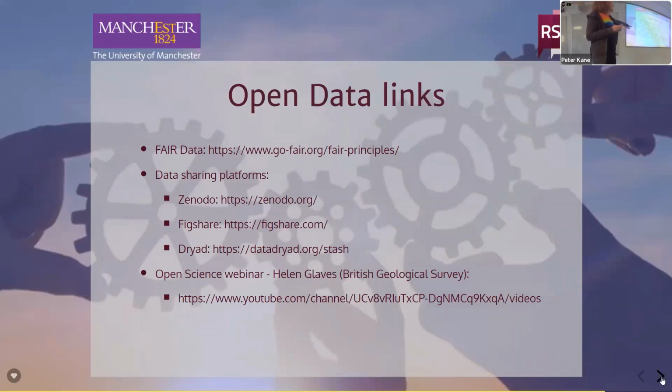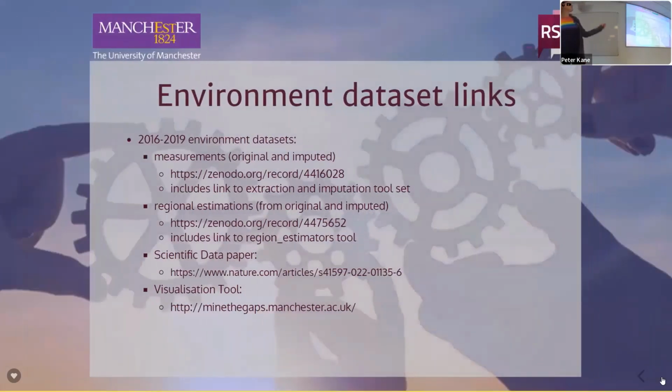Dryad is the one that I couldn't remember the name of. So that's 3 examples of data sharing platforms. And if you want to look at FAIR data principles as well, that's the website. And then if you go to the next slide, there are some of the links on the project that I was talking about and the data sets that we published. Those are the links there. And that's it.